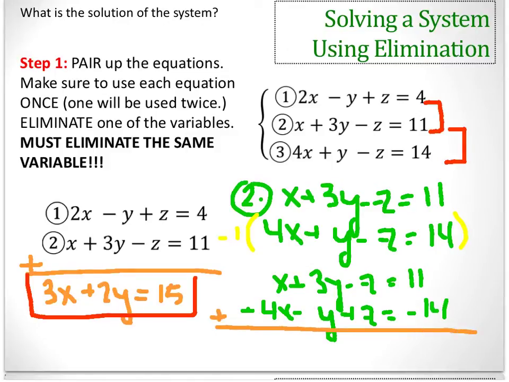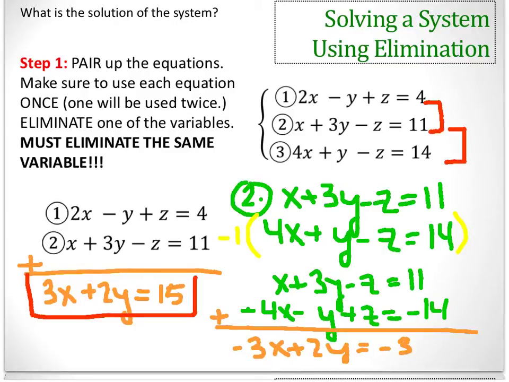So x minus 4x gives me negative 3x. 3y minus y gives me 2y. Negative z plus z is going to give me 0. And then 11 minus 14 is negative 3. So this is the other equation that's going to be very important to me, so I'm going to box this. And then I'm going to move on to step number 2.